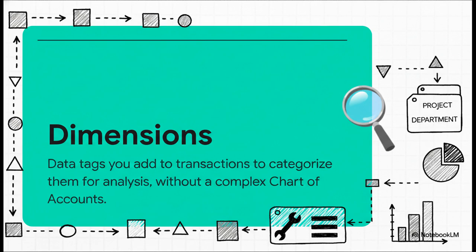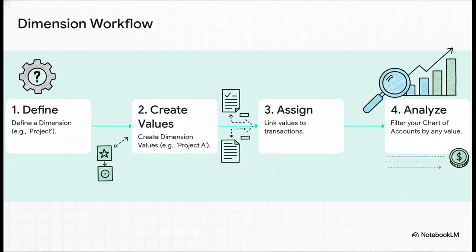They let you slice and dice your financial data in all sorts of ways, giving you incredible insights without bloating your core setup. And the process for using them? It's really straightforward. First, you define the dimension itself, maybe something like project. Then you create the specific values, like project A and project B. You start assigning those to your transactions, and boom, you can now filter your entire financial system by project A and see its exact profitability.